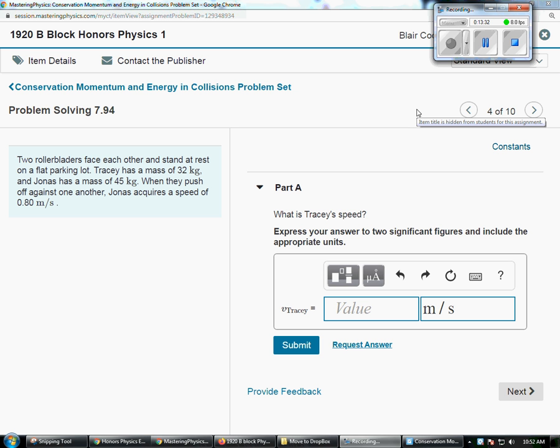Now, it doesn't seem like it, but how would you categorize this collision? What would you call it? I'll give you a hint. It begins with an E. Close. The other E one. Explosion, yeah. Technically this is an explosion because you have one body, they're together, and then they push off each other.